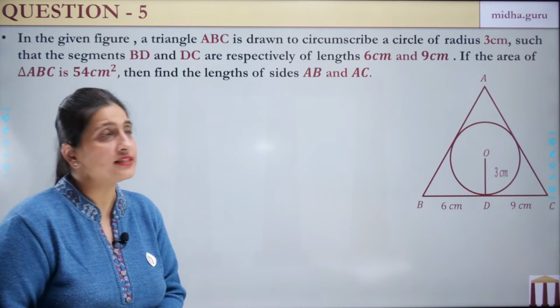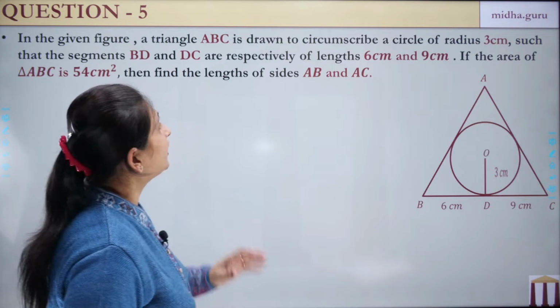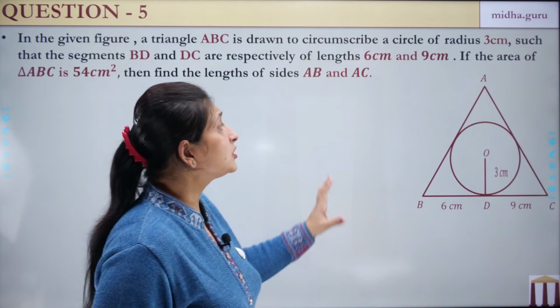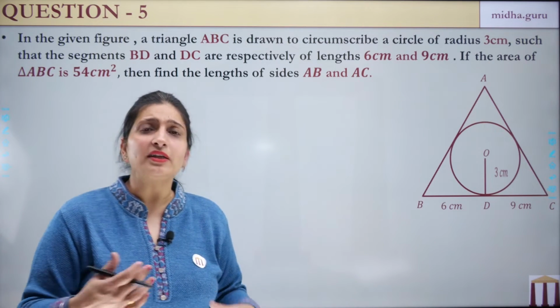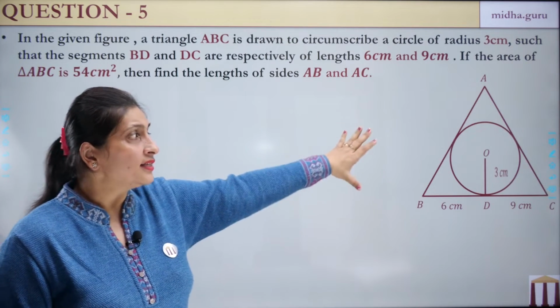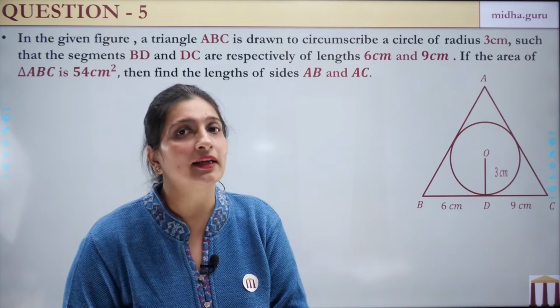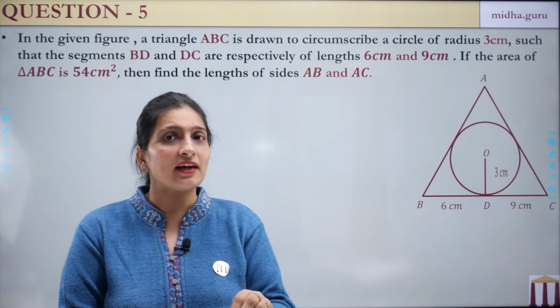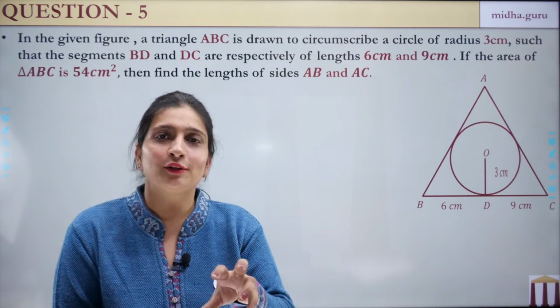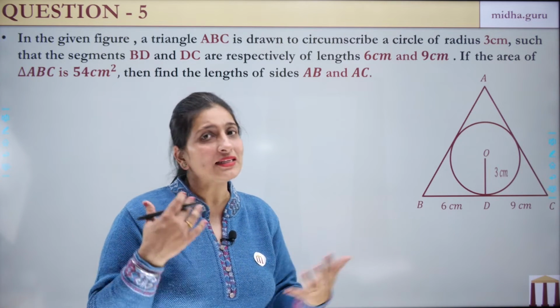The next question is, in the given figure, a triangle ABC is drawn to circumscribe a circle. What do you mean by circumscribe? A triangle circumscribing a circle means the triangle is outside the circle. If a triangle is inscribing a circle, in means inside. So the triangle is inside. Circumscribing means outside.